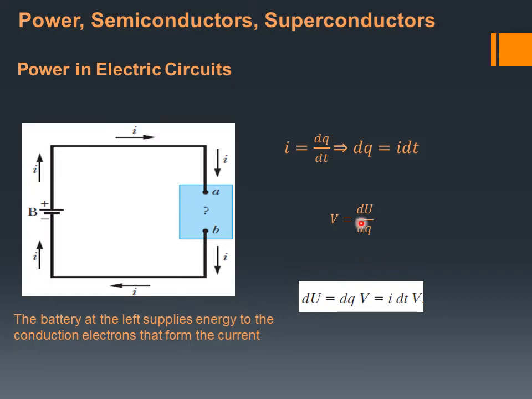We can write this equation as dU is equal to V dq. We just rearrange it, and you can put the value of dq, which is I dt. You substitute the value of dq, I dt, in this equation, it becomes I dt V. So what is this dU? This dU is the change in the electric potential energy when the current flows from point A to point B. So this change in potential energy, which is of course a decrease in potential energy, is equal to I dt V.